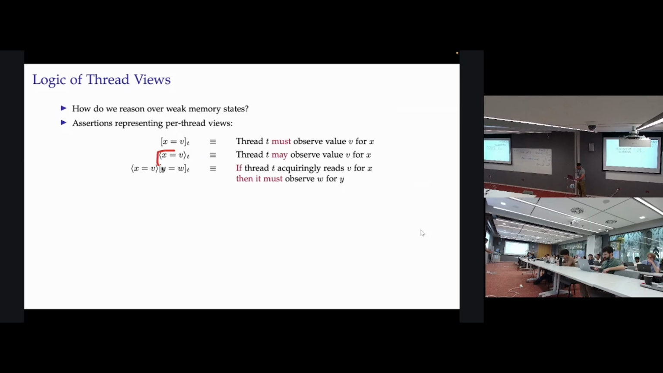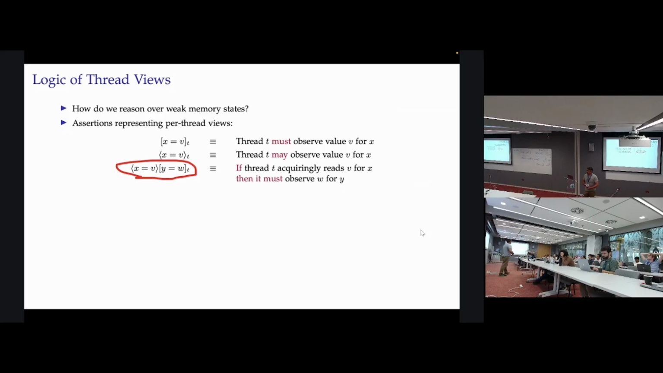Yeah. This notation here. Because in my C11 state, I've got thread views. I can say things like thread t may, and this could be true or may not be true. Thread t may observe the value v for x. It might is another way to say it, more accurately. Make sense? So this is looking a bit modal. They're not kind of duals of each other. If you're thinking, are they dualities? They're not quite. Annoyingly, I wish they were, because that would be nice.